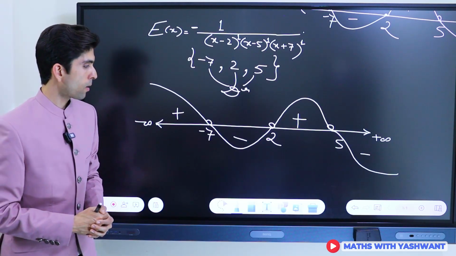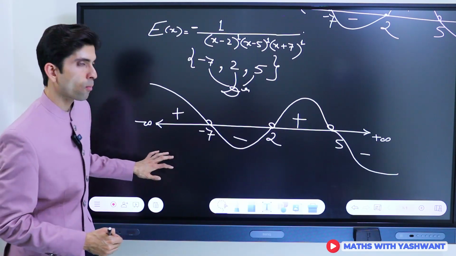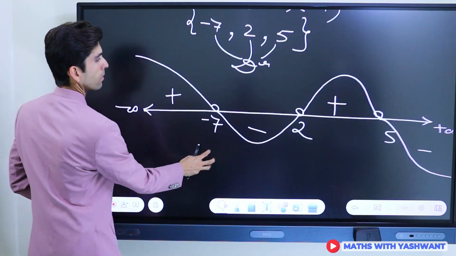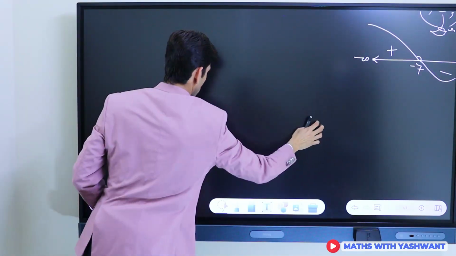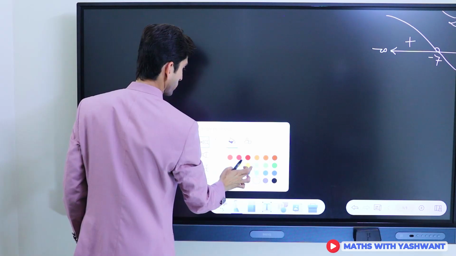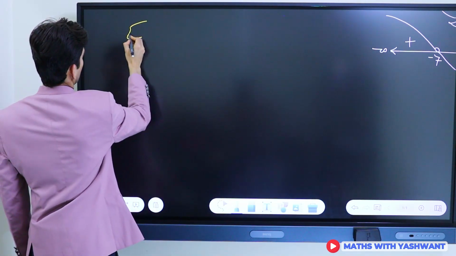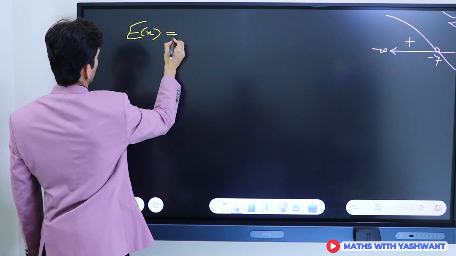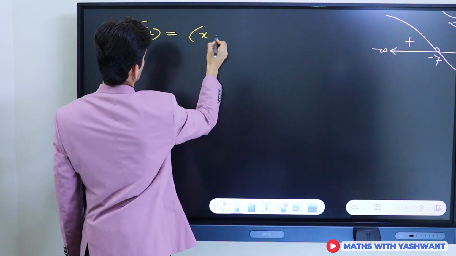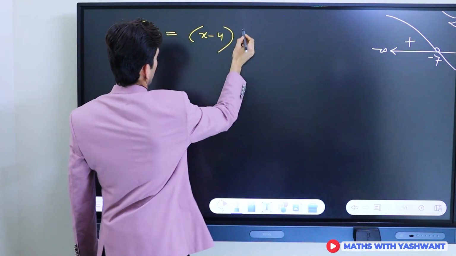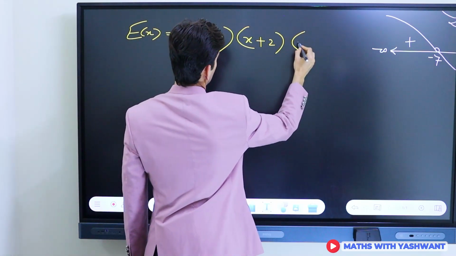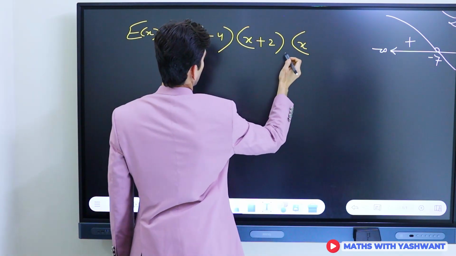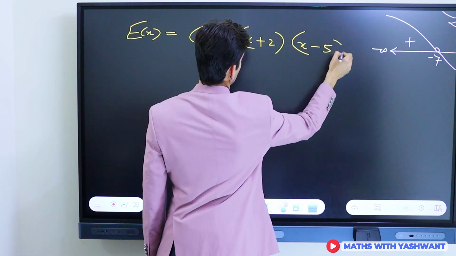Alright, now we take some more illustrations. Now we'll increase the power of the factors in the expression. Let's say we have an expression e of x equals x minus 4 and x plus 2, and let's say we have x minus 5.